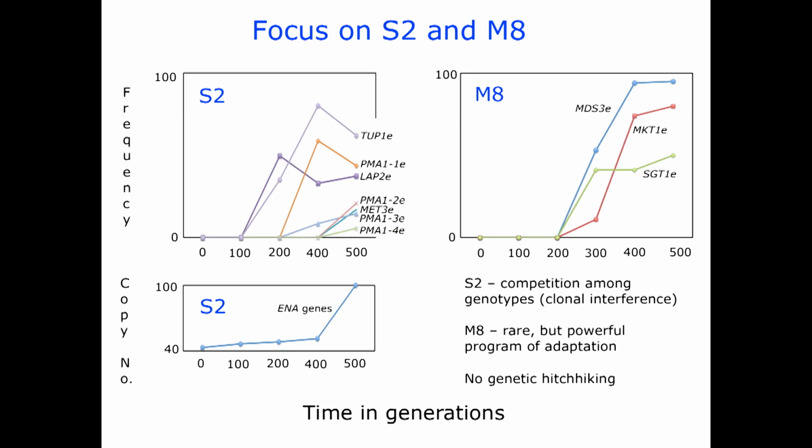And so what do we see in terms of patterns? Two very different patterns. We've got clonal interference in the high salt situation. M8, we have a rare but very powerful program of adaptation. Only 1 out of the 6 low glucose populations, but it's important. Not much evidence for genetic hitchhiking, and this differs from another paper that was published recently, which showed a lot of genetic hitchhiking, but under somewhat different conditions. So those are the situations.